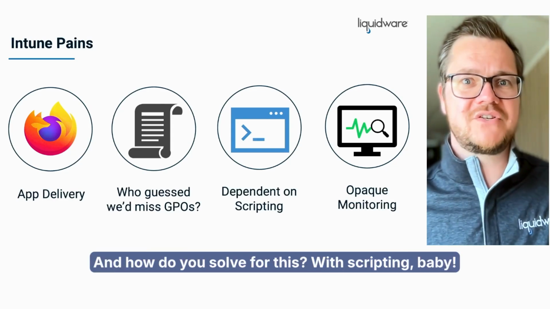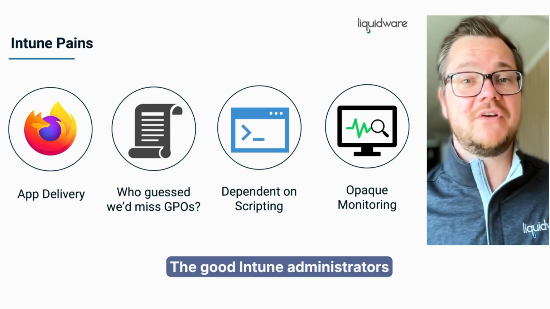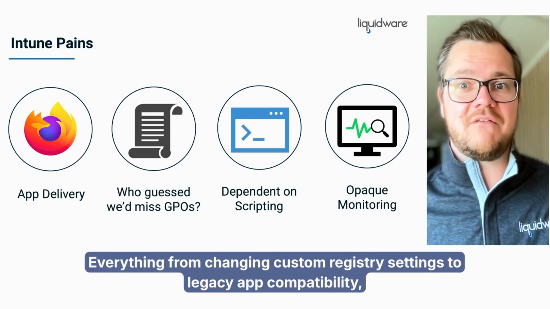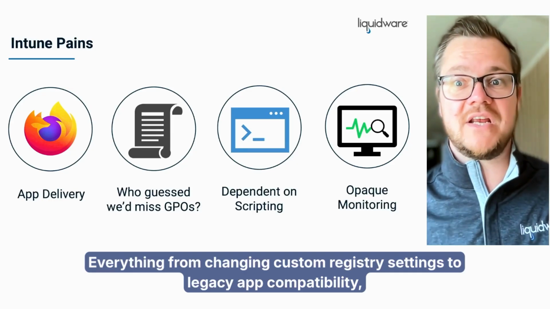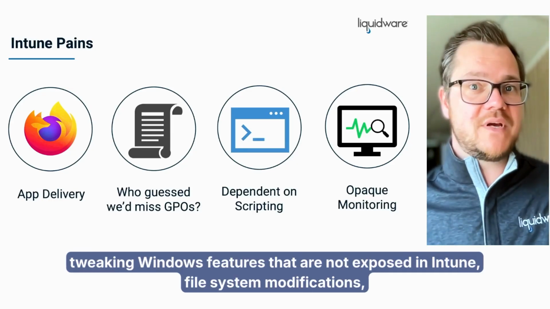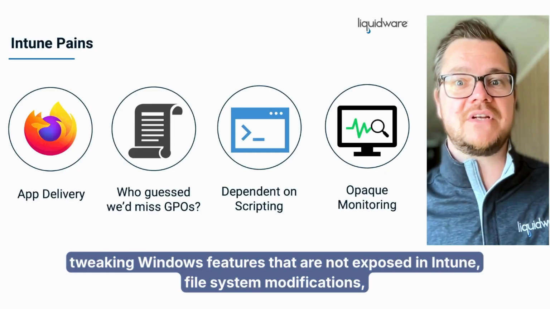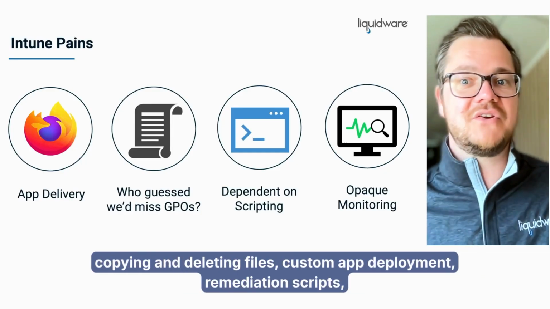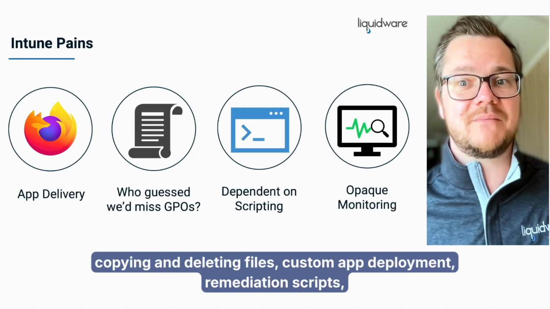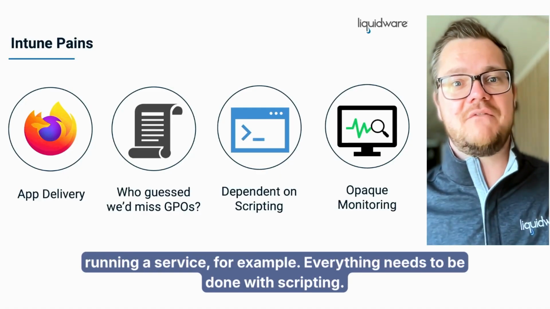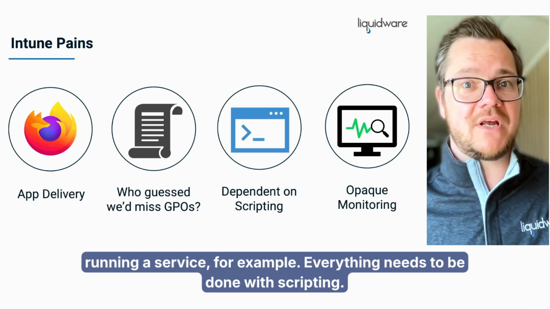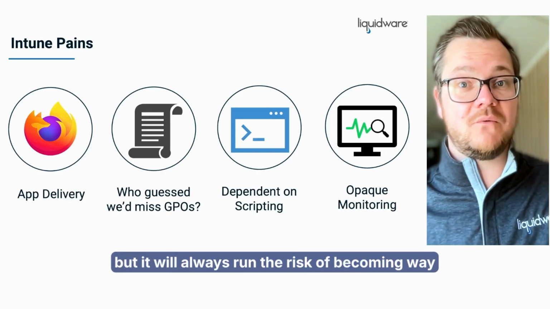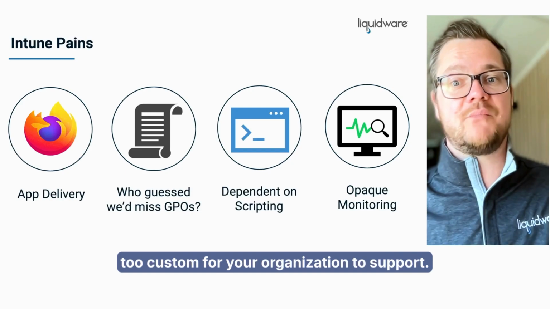And how do you solve for this? With scripting! The good Intune administrators are the ones that bring experience with the scripting. Everything from changing custom registry settings to legacy app compatibility, tweaking Windows features that are not exposed in Intune, file system modifications, copying, deleting files, custom app deployment, remediation scripts, running a service, for example. Everything needs to be done with scripting. And that is cool if you're good at scripting, but it will always run the risk of becoming way too custom for your organization to support.